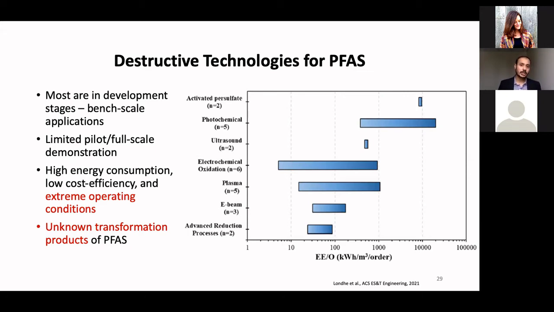Another big challenge with destructive technology that people are currently facing is unknown transformation products after destruction. They are unable to close the mass balance on PFAS, which clearly demonstrates that there exist transformation products that we do not understand after treatment, and we do not know how toxic these transformation products are.